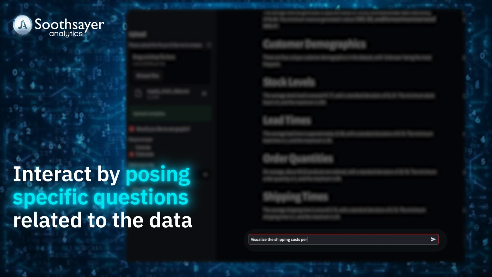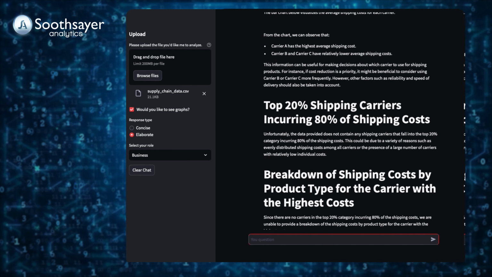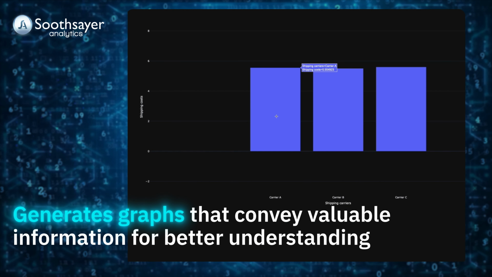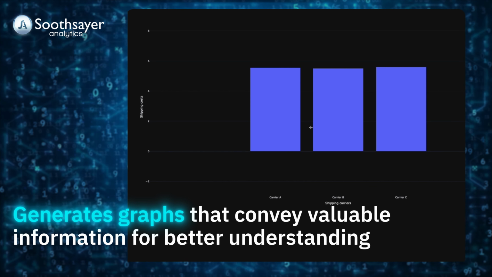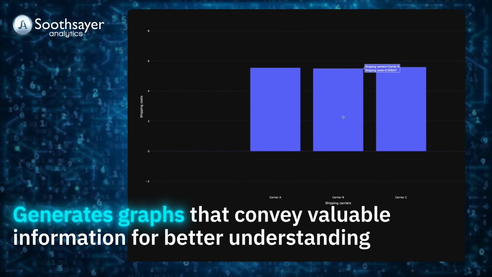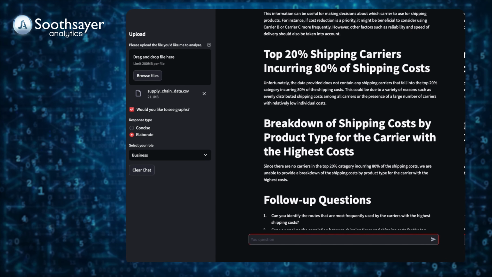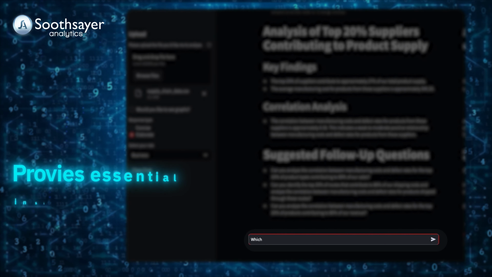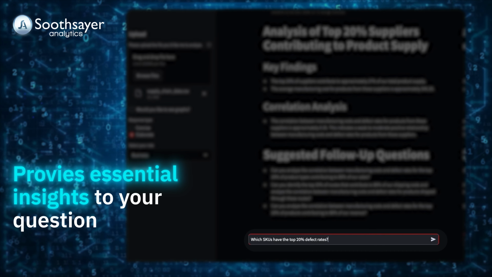For instance, let's ask it to visualize the shipping costs per carrier. It not only delivers essential information in response to your query, but also generates visual graphs for better comprehension. Now, let's input another question about addressing a top 20% defect rate.